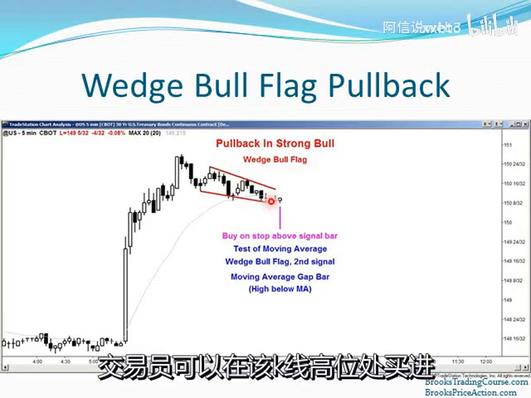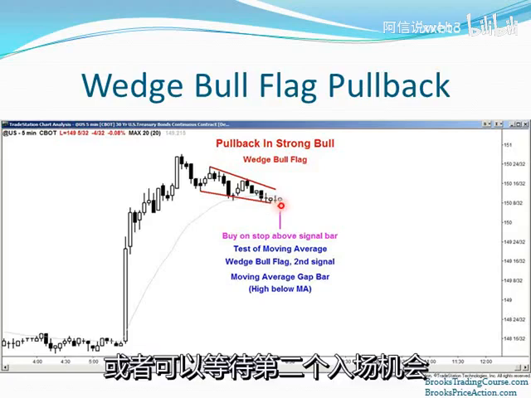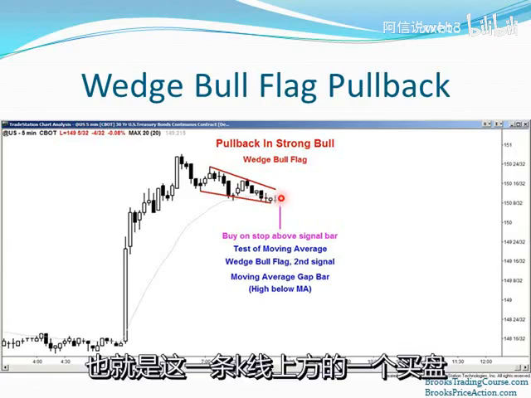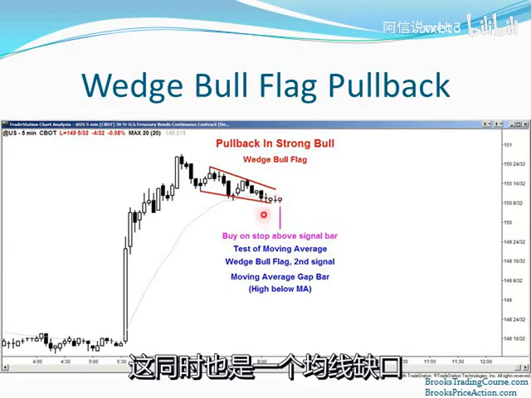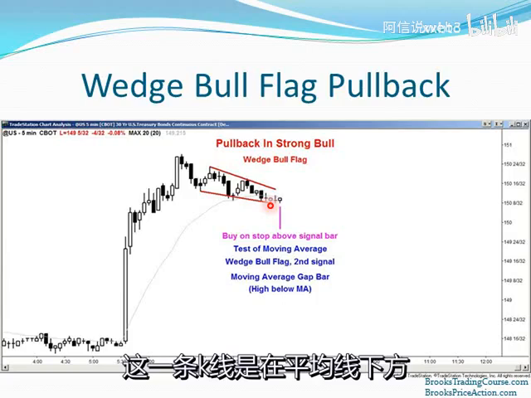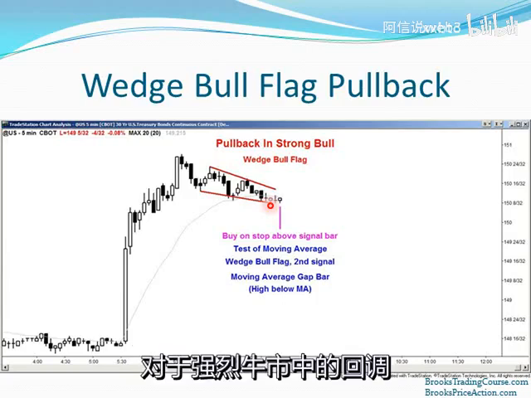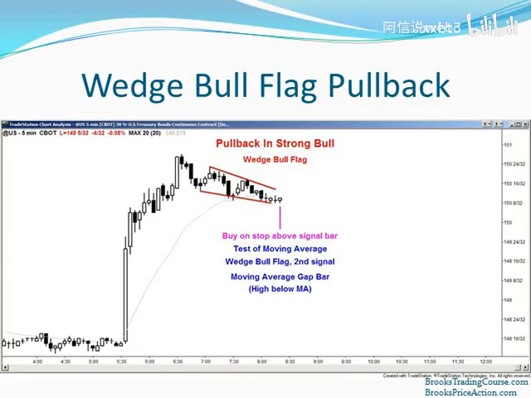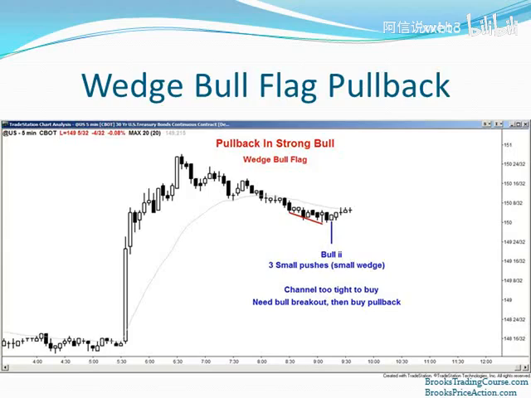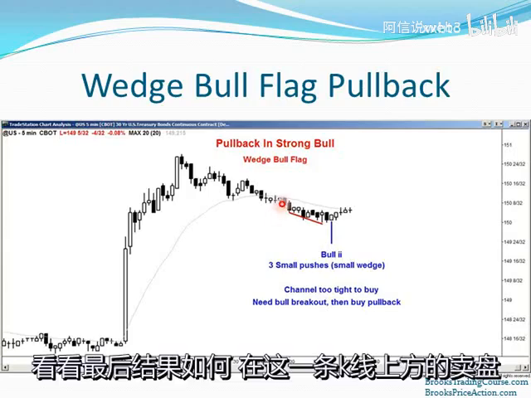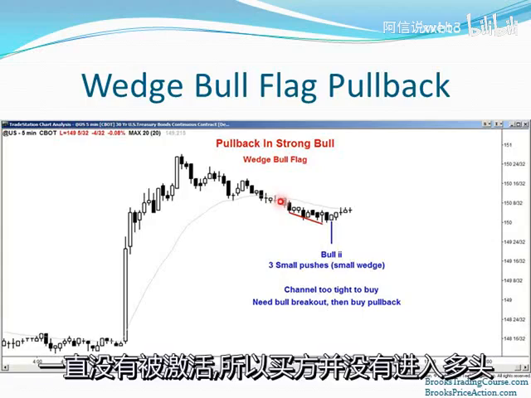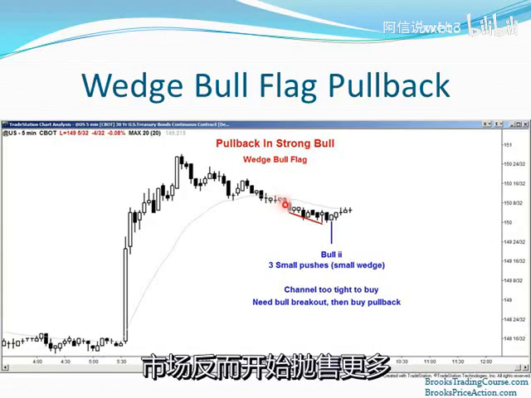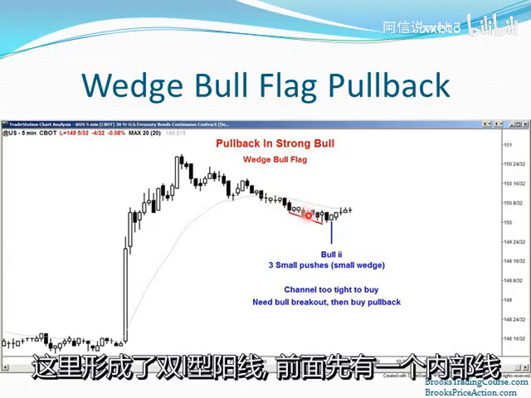Traders could buy above the high of this bar, or they could take a second entry, which is buying on a stop above the high of that bar. It's also a moving average gap bar. The high of the bar is below the moving average, and that's usually a fairly reliable buy signal for a pullback in a strong bull trend. But look what happened. The buy stop above the high of this bar never got hit, so the bulls never went long. Instead, the market started to sell off more.